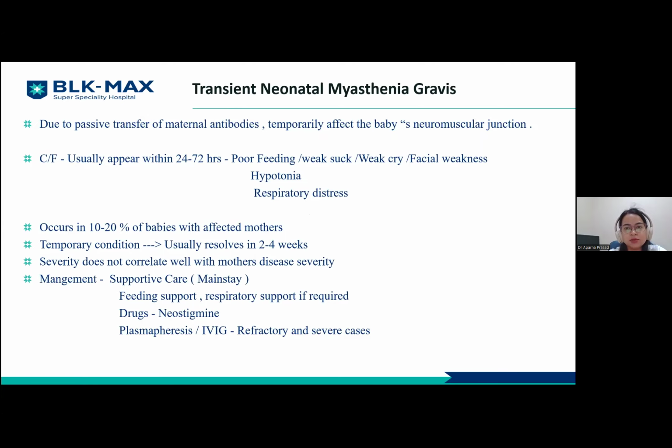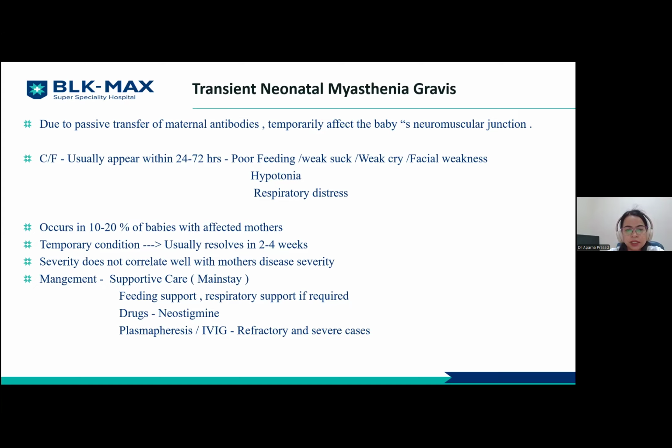The transient neonatal myasthenia gravis, as we already discussed, is due to the passage of transplacental maternal antibodies. It temporarily affects the baby's neuromuscular junction. These usually appear within 24 to 72 hours. The clinical presentation is poor feeding, weak suck, weak cry, facial weakness, hypotonia, or respiratory distress. It occurs in 10 to 20% of babies of affected mothers. It's a temporary condition and usually resolves in 2 to 4 weeks. Severity doesn't correlate well with the mother's disease severity.